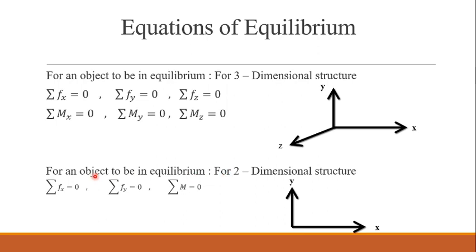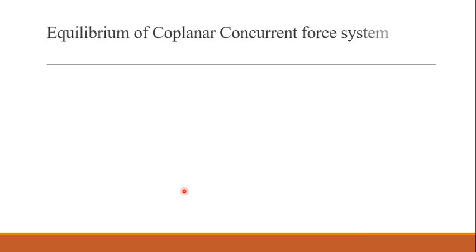This is the most used, because we solve numericals in elements of civil engineering and engineering mechanics for 2D structures. So moreover, we are going to use these equations of equilibrium. For a 2D structure, the equations are summation of Fx equal to 0, summation of Fy equal to 0 and summation of movement equal to 0. Next, let us see how the equilibrium equations are there for the systems.